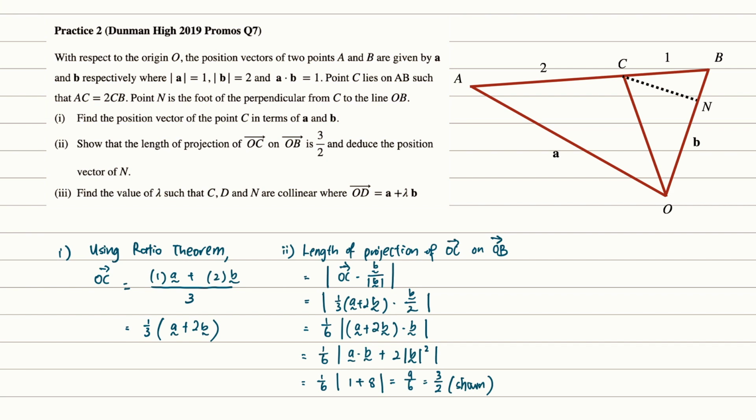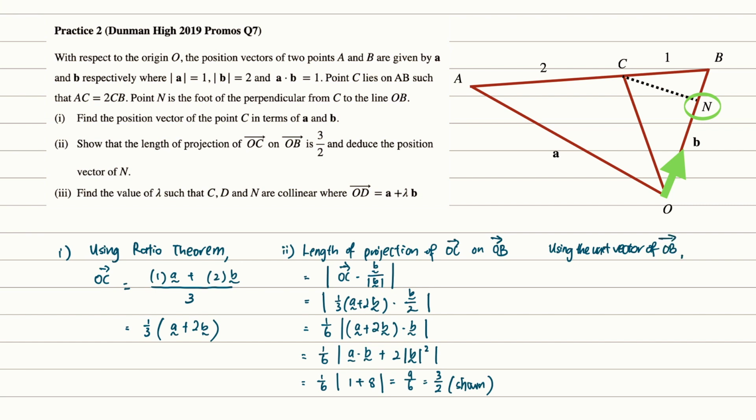Now there's a little part that we need to find over here, which is to deduce the position vector of N. When you see the word deduce, it is usually using the information that was found previously, and the steps aren't that long. So if you can see from the diagram, N lies on the vector OB. We can then make use of the unit vector of B, which states that it is in the direction of B with a magnitude of 1. And N lies on B.